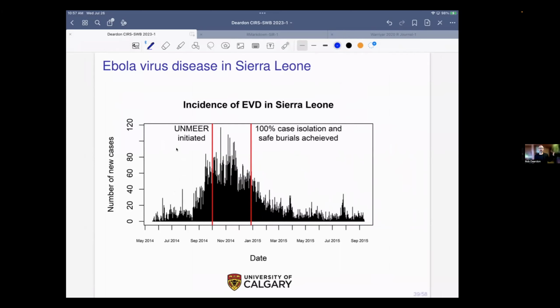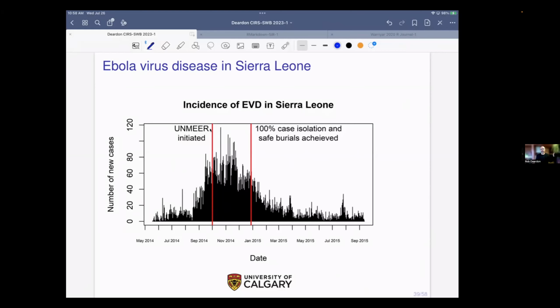So this is a graph of new cases of Ebola virus from Sierra Leone in 2014, 2015. The curve here follows a very typical shape for an epidemic curve. But you can see these two red lines. And I should say, for those of you who aren't aware, Ebola is a devastating disease. It has a very high mortality rate and the symptoms are horrible. So there were two red bars here, which basically show changes in government policy, essentially, right?